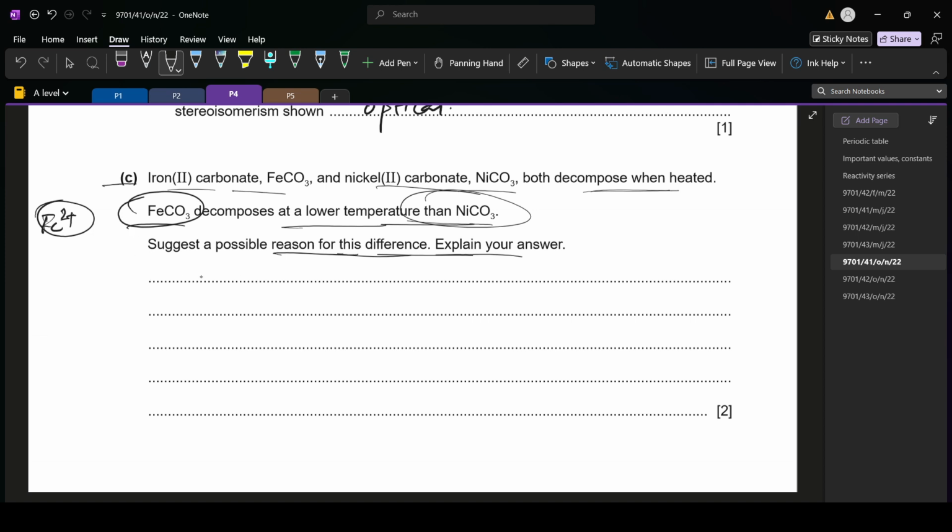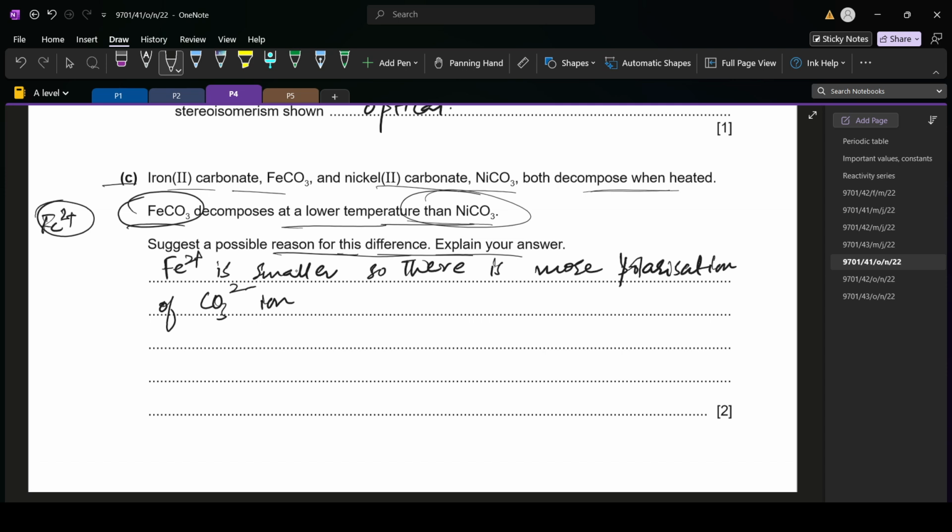So let's say the iron Fe2+ ion is smaller, or has greater charge density. You can also write this. So there is more polarization of the anion, or you can say the carbonate ion.